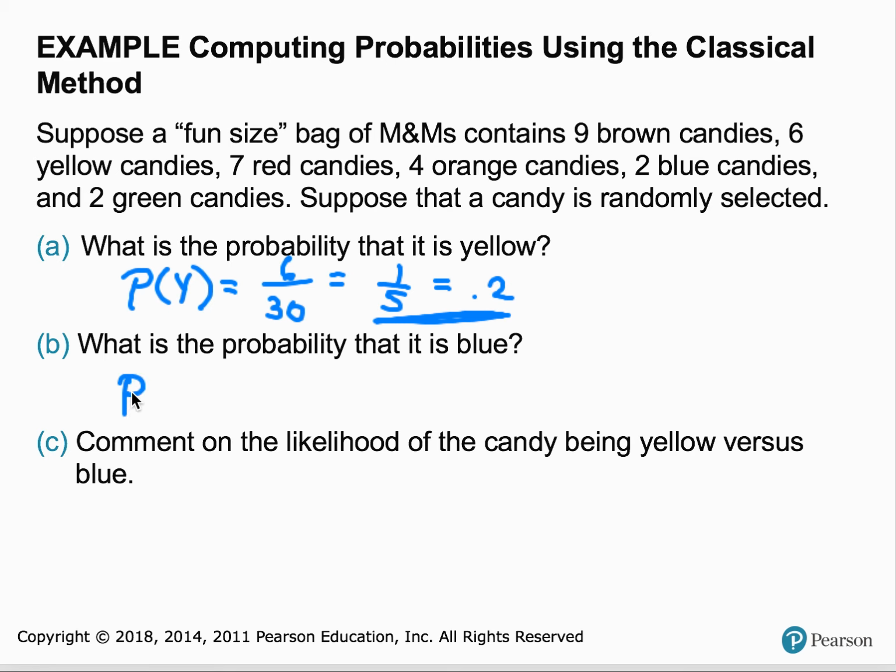What is the probability that it is blue? Well, I know there's 30 candies. I just need to know how many of them are blue. 2. So that's 1 out of 15, or 0.0667 rounded.